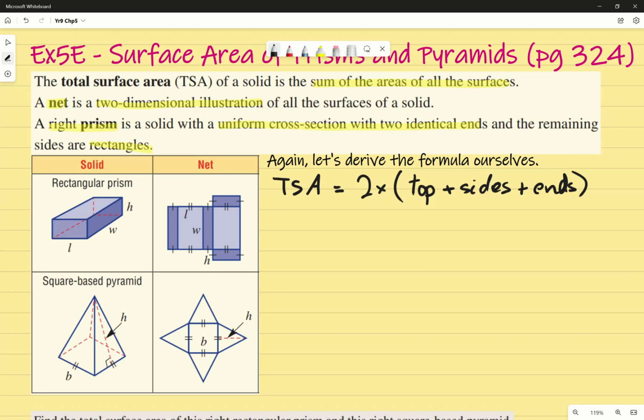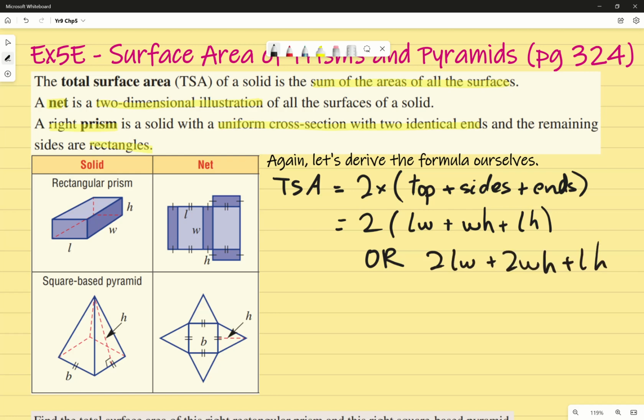Good question. So the total surface area equals 2 times bracket the top, which is length times width. So I'm going to write LW plus the side, which is WH, and finally plus the end, which ends up being LH. You can rewrite this as 2LW plus 2WH plus 2LH. That works as well. They're the same thing. Either one of them works, as long as you've got one of those formulas there for you. Any questions?